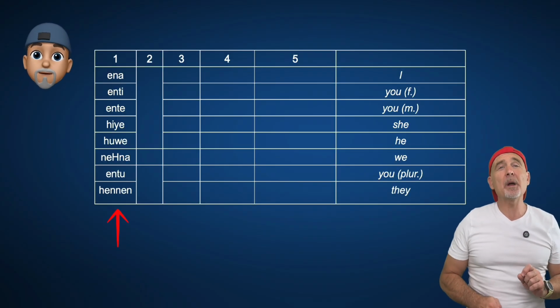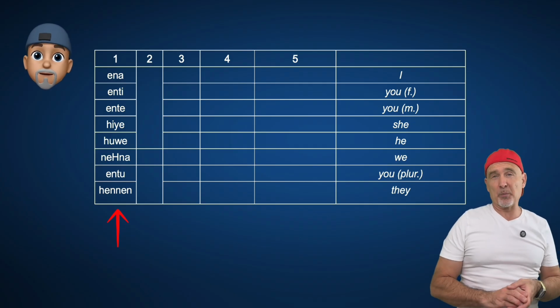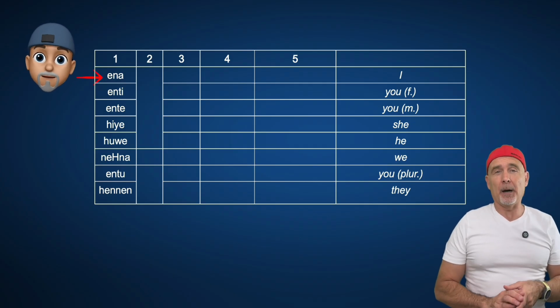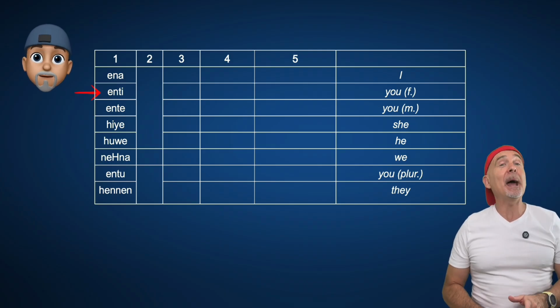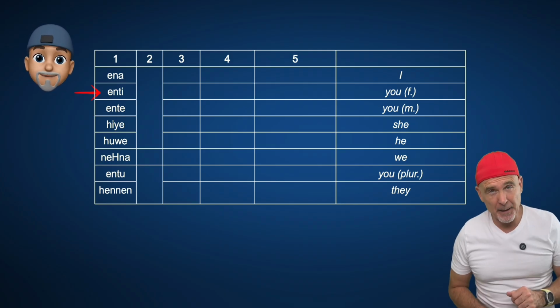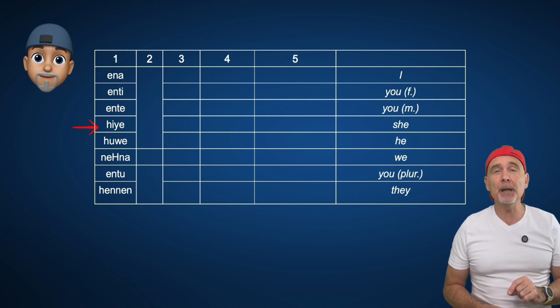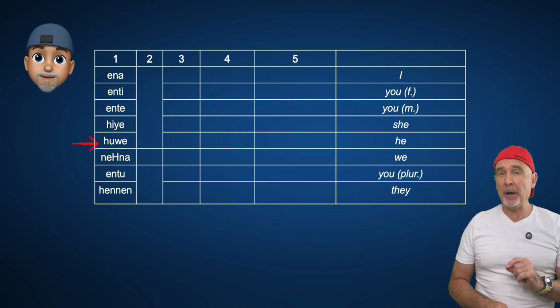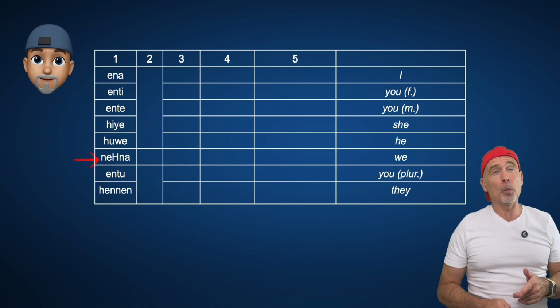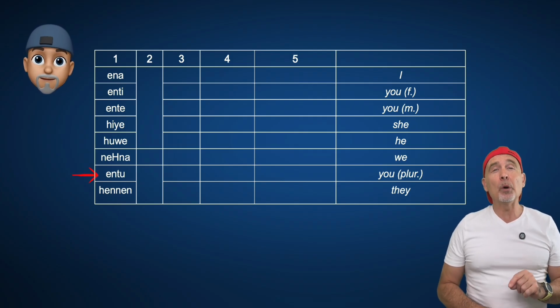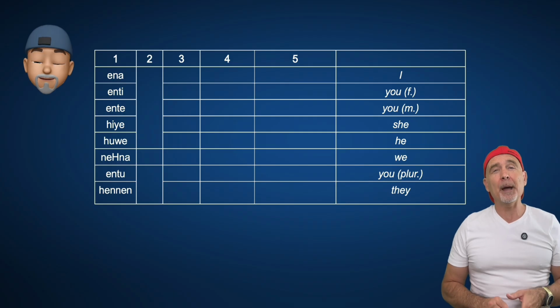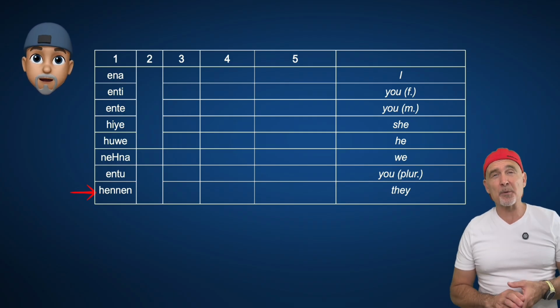In the first column, we have the Levantine Arabic personal pronouns. Ana, I; ente, you when speaking to a male; enti, you when speaking to a female; هي, she; هو, he; نحن, we, also pronounced احنا in some dialects; antu, you when speaking to a group; and هنن, they, sometimes pronounced هم in some dialects. Should people memorize these first?